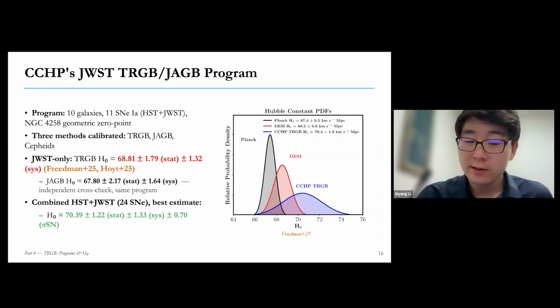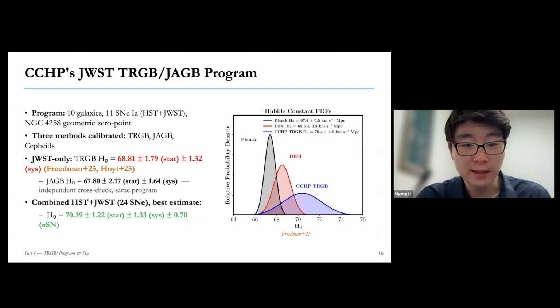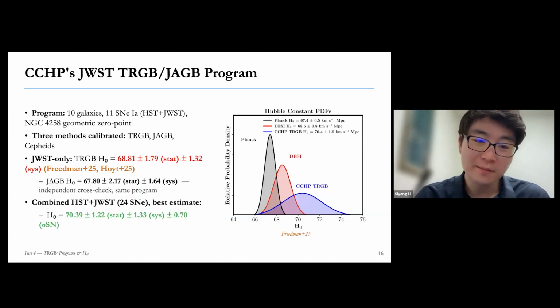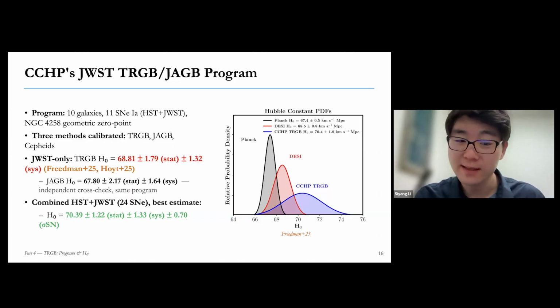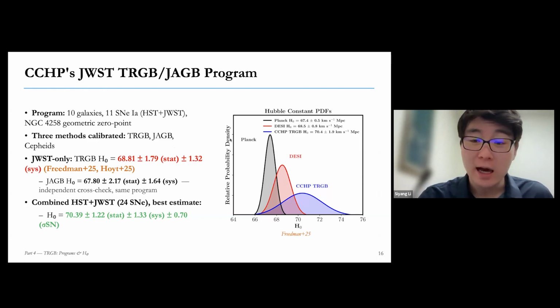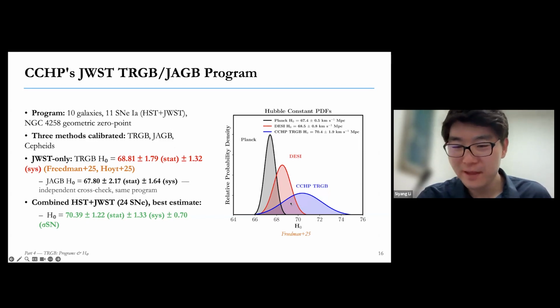So they did initially use HST, but very recently they also took advantage and had a successful JWST program as well. In this program, they observed 10 galaxies hosting 11 Type 1a supernovae, and using these JWST measurements, the TRGB, they find an H naught of roughly 68.8. Here on the right-hand side is a figure from their paper.